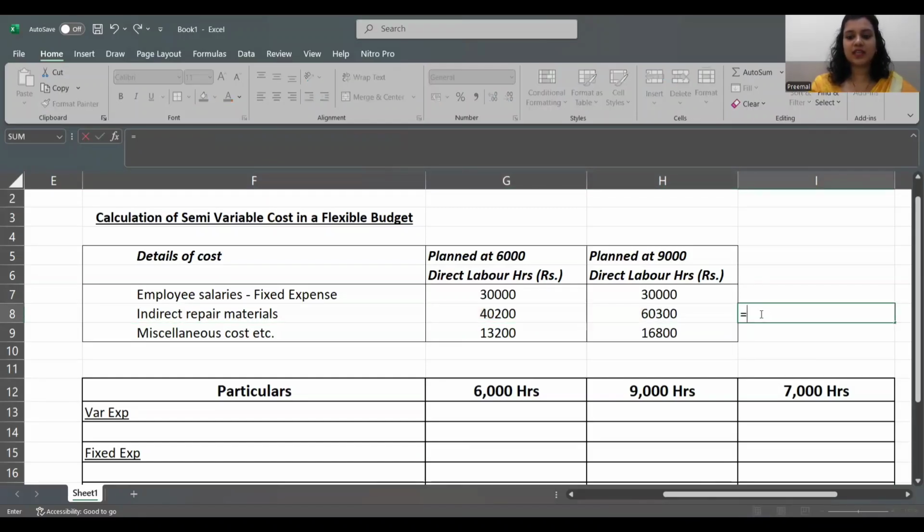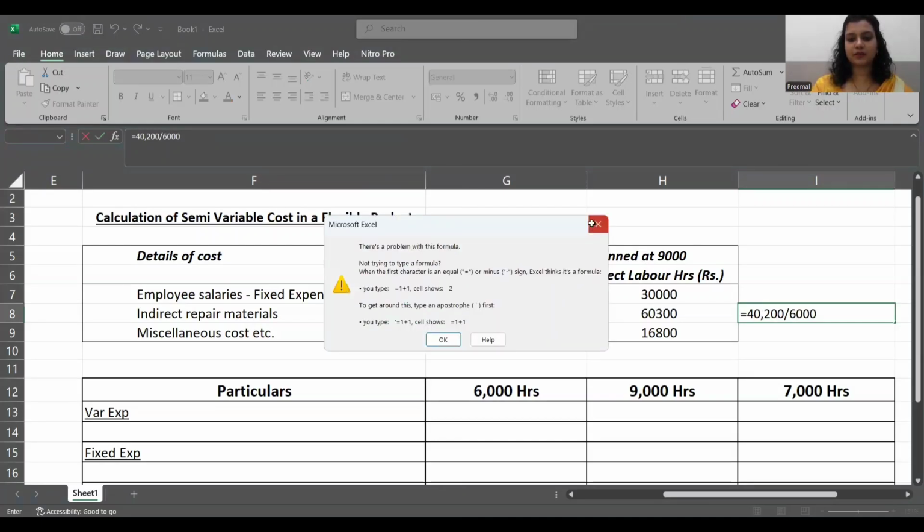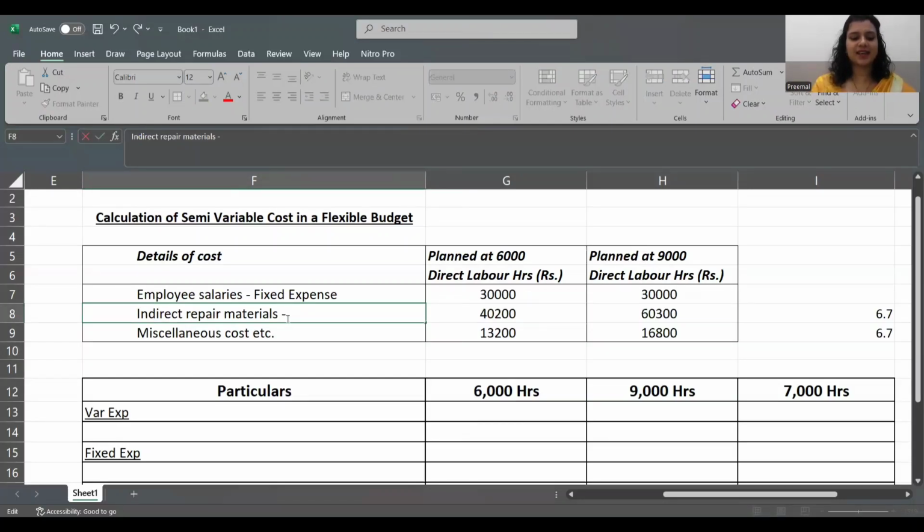For the first column, the amount 40,200 divided by 6,000 hours will give us a cost per unit of 6.7. And for the second column, the amount 60,300 divided by 9,000 hours will give us the cost per unit. Now, if you notice, both the costs per unit are the same for indirect repair materials. So we can easily say that indirect repair materials are a variable expense.